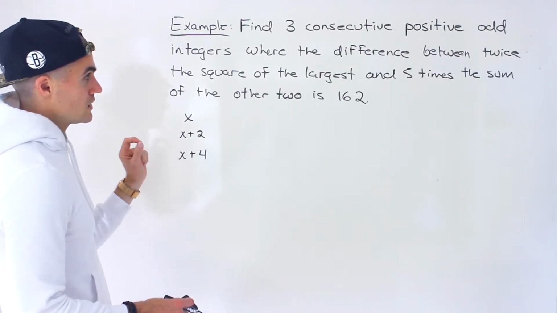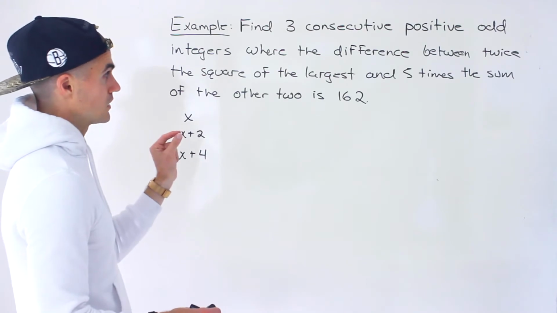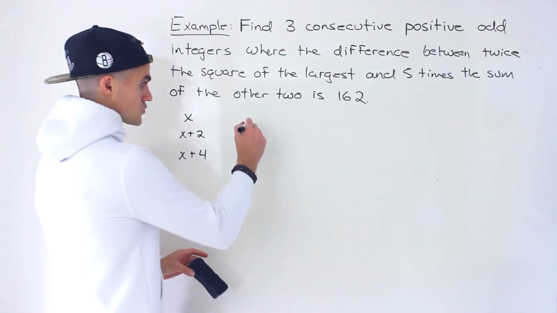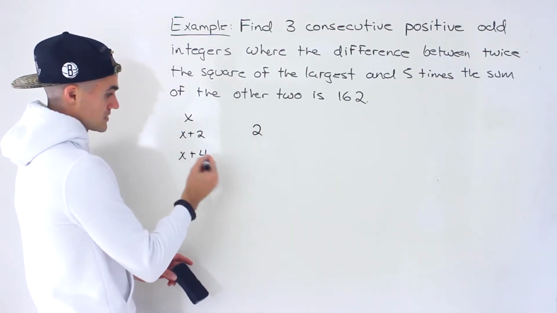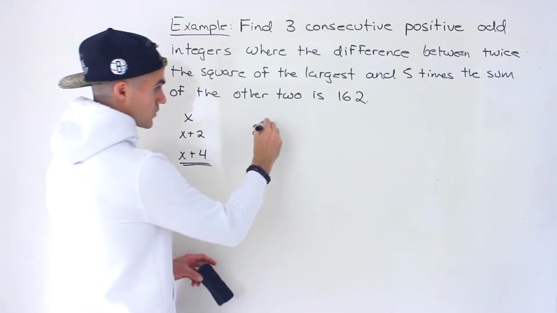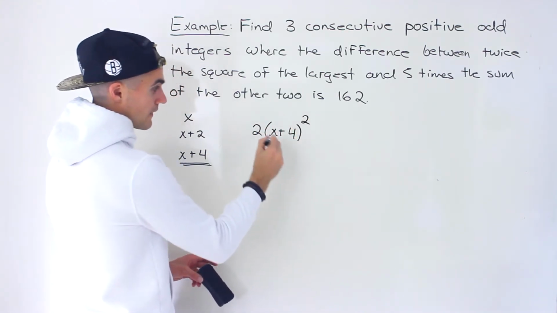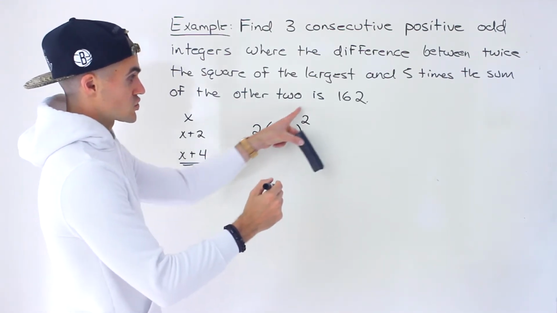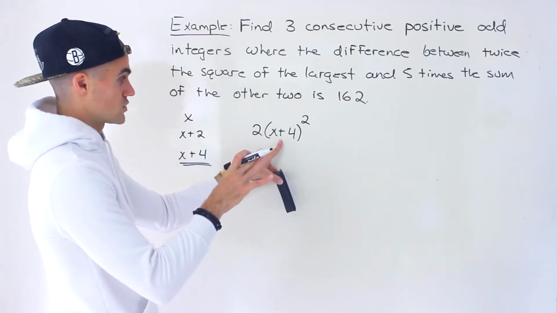Now let's read the sentence very carefully. We're told the difference between twice the square of the largest. So twice, so 2 times the square of the largest. Now out of all of these, which one is the largest? This x plus 4. So we're going to take that x plus 4, and then we're going to square it, and then we're going to multiply it by 2, right? Twice the square of the largest of those consecutive odd integers.